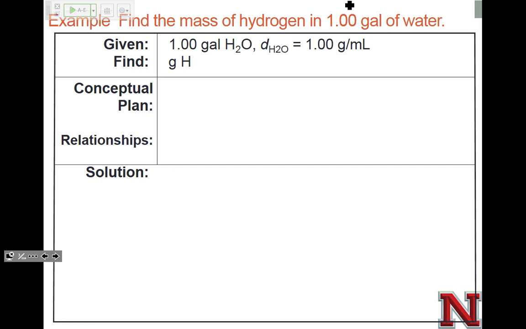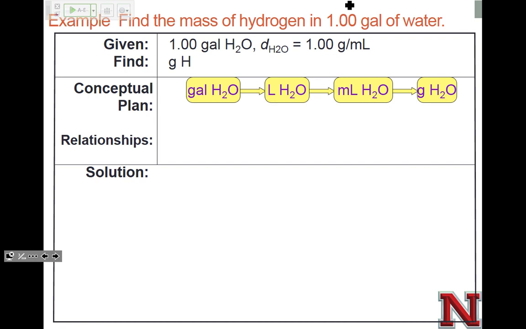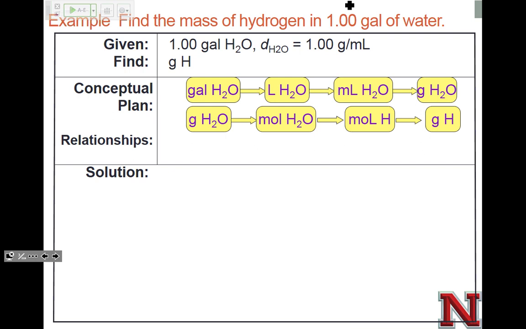So we're given volume in gallons, and our relationship between our volume of water is in milliliters. So we're going to have to convert from gallons to milliliters. And we can do that by looking up our relationship of gallons to liters and then converting that to milliliters. And then we can use our density to figure out our mass, because our mass relates our density. Once we have our mass of water, then we can use our relationship from our molecular formula, H2O, to convert that to our grams of hydrogen.